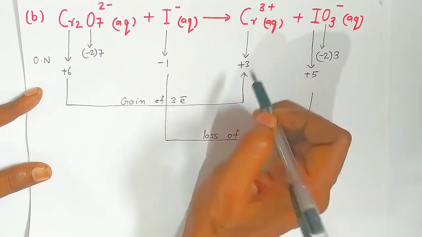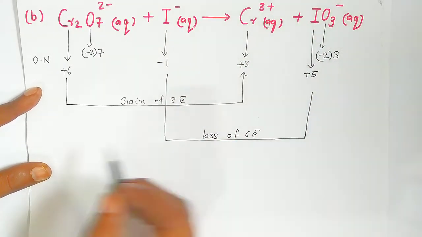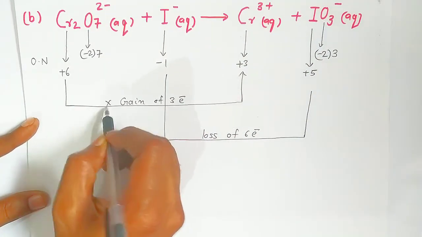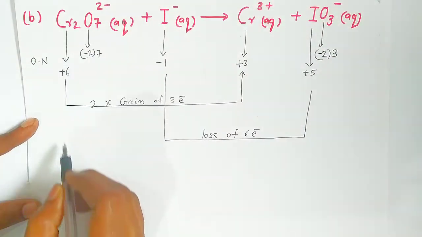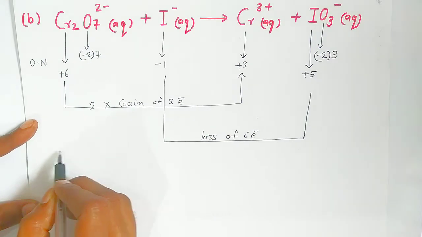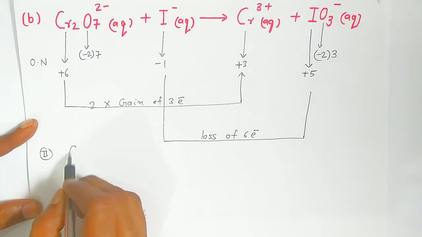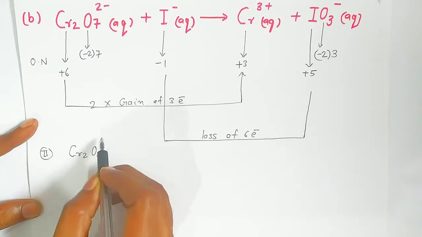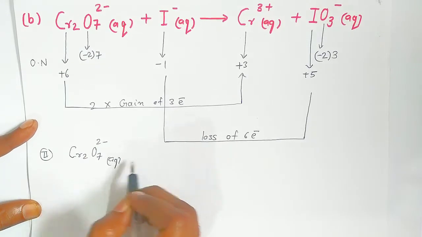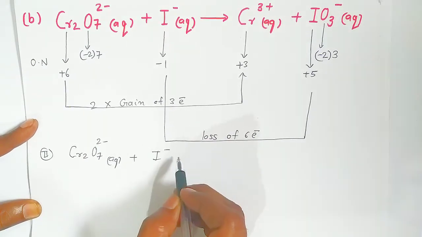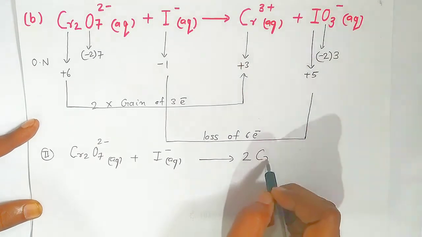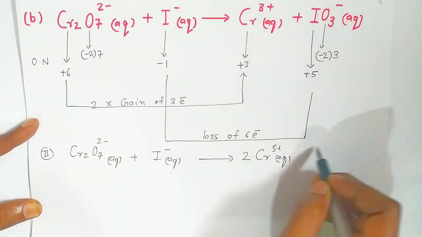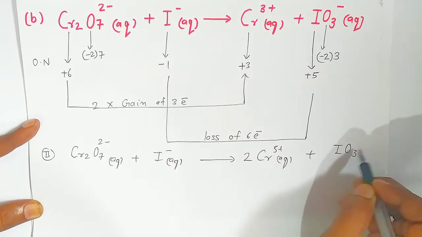So here the chromium, students, becomes +3 oxidation, so here you have to multiply by 2. So this chromium will become 2 times. Already it is there, students, the chromium, chromate. So in the second step, students, you can write Cr2O7 2- aqueous combines with iodide aqueous. It will give you 2 times chromium 3+ aqueous and IO3 minus aqueous.